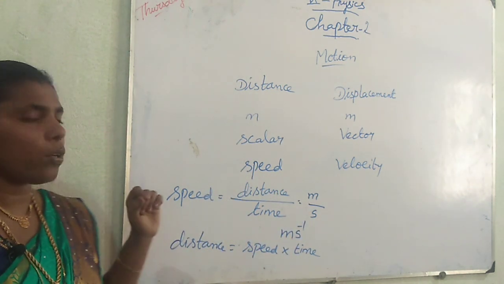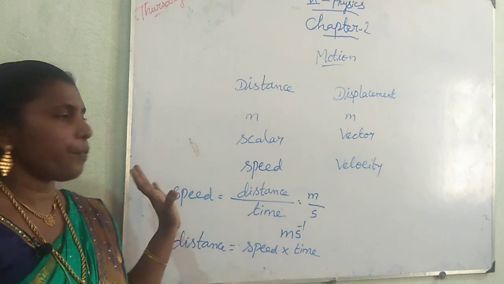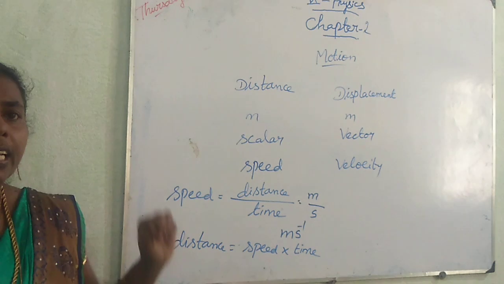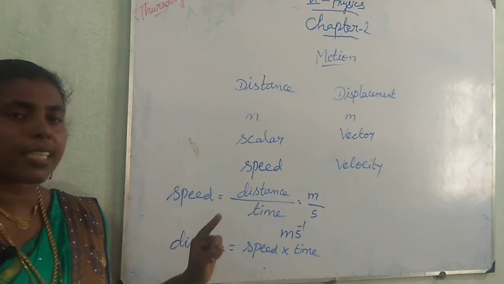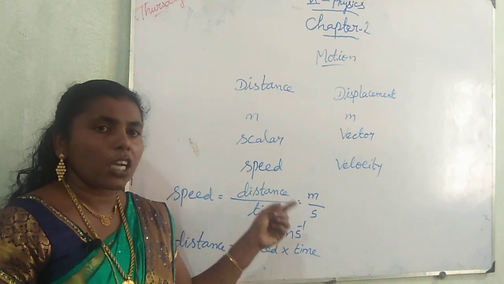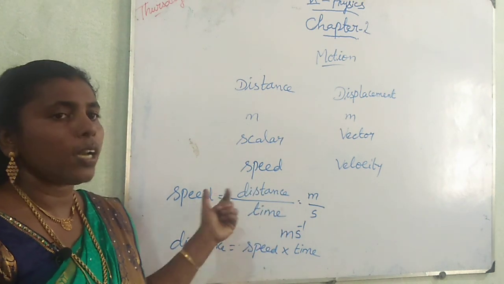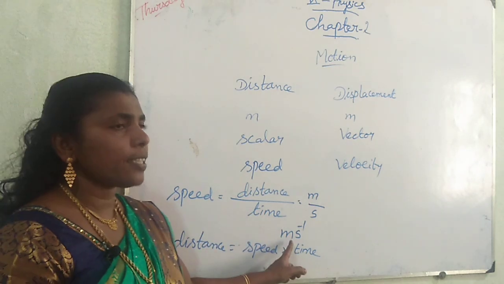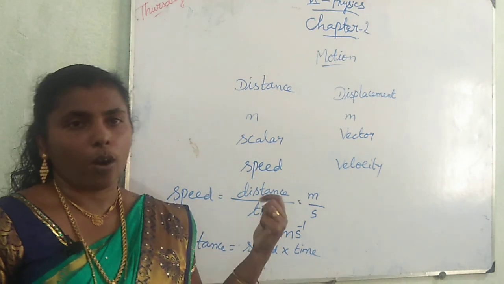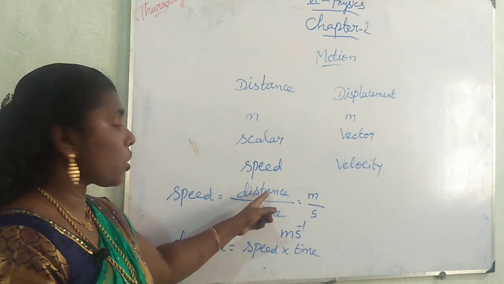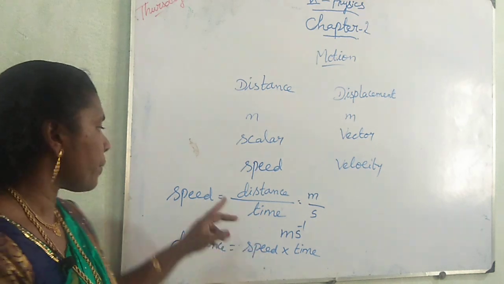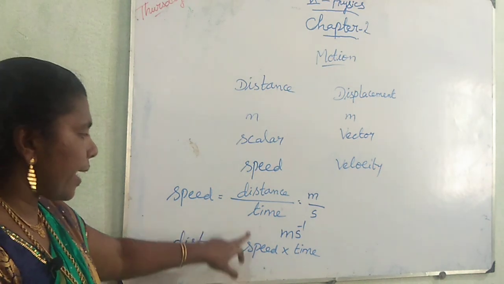Now we have to learn the definition of speed. The rate of change of distance is called speed. What is speed? The rate of change of distance is called speed. The unit of speed is meter second power minus 1. So speed is a scalar quantity. Why are we saying scalar? Because distance has no direction mentioned, only magnitude is there. So speed is a scalar quantity.